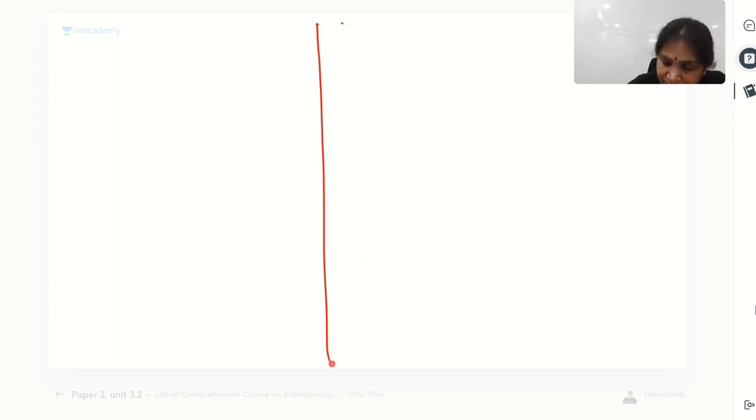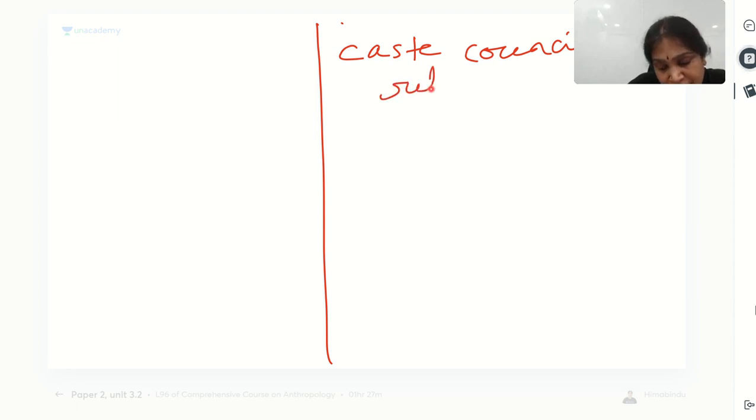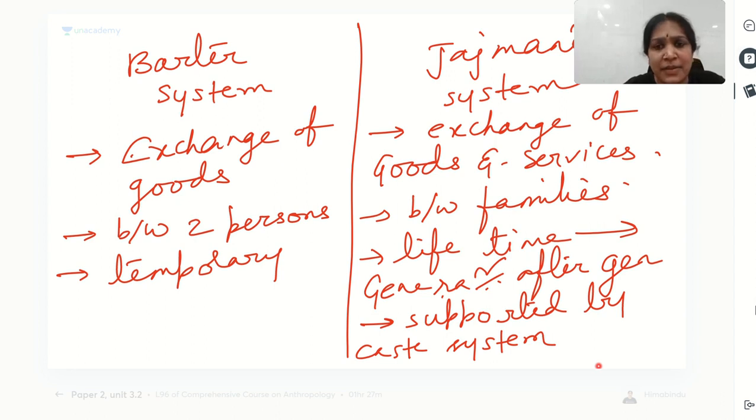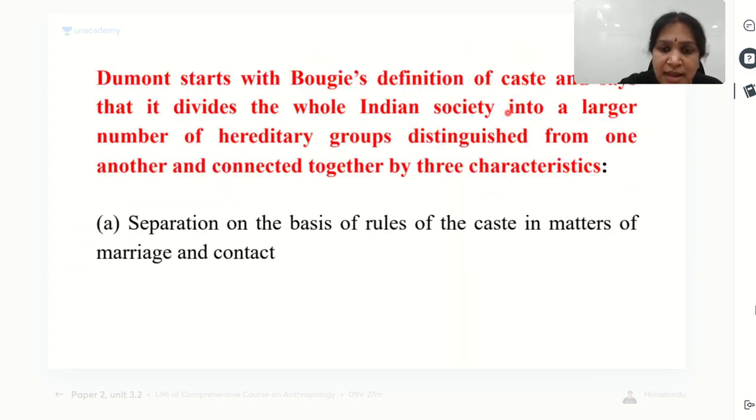Supported by caste system, caste councils, religion, karma theory, all that. There is so much depth in this. It means a barber is always a barber. It's not that whatever I cultivate I give you, and you give me whatever you cultivate. In barter system, there is nothing like you should always give cotton only and I will always give rice only. Whatever I have, I'll give you, whatever I need, I will take from you. But here it is not like that. A barber is always a barber. A dhobi is always a dhobi.